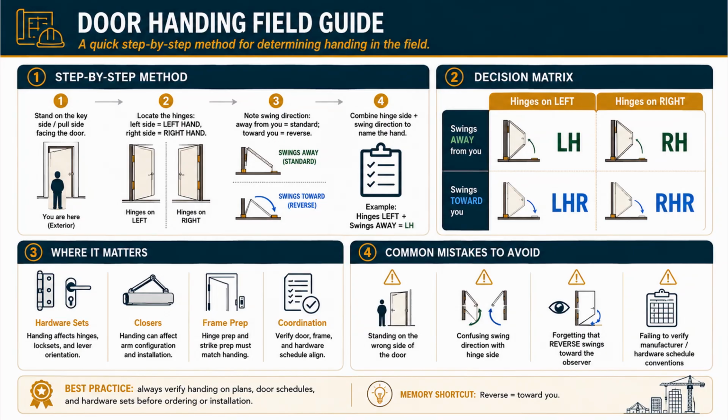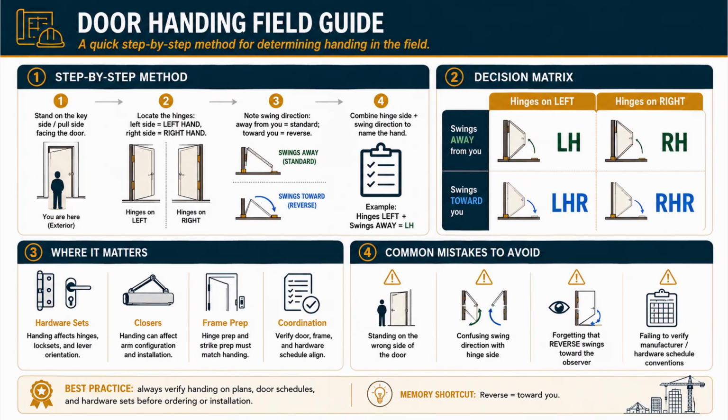Panel 1 is the step-by-step method, and it's the same rule broken into 4 steps. Step 1, stand on the key side, the pull side, facing the door. You're on the exterior. Step 2, locate the hinges. Left side is left hand, right side is right hand. Step 3, note the swing direction. Away from you is standard, toward you is reverse. Step 4, combine the hinge side and swing direction to name the hand. Their worked example: hinges left plus swings away equals LH.